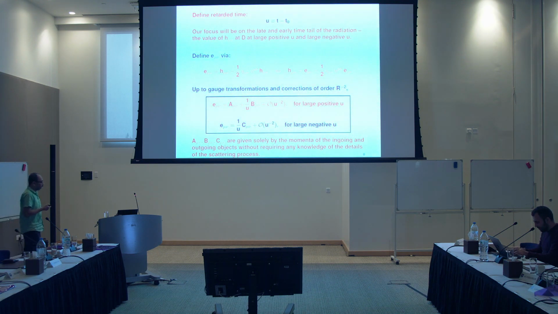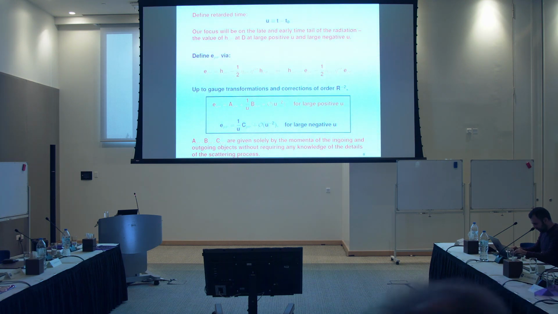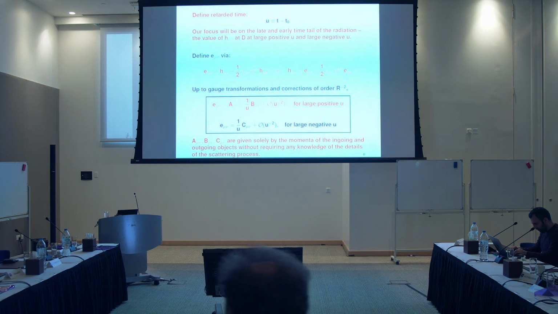But what we will focus on will be the late and early time tail of the radiation. Namely, the value of h mu nu at a detector at large positive u and large negative u. The reason is that this is the region in which soft theorem can have some say. Soft theorem can give us information about the form of h mu nu at large positive u and large negative u.